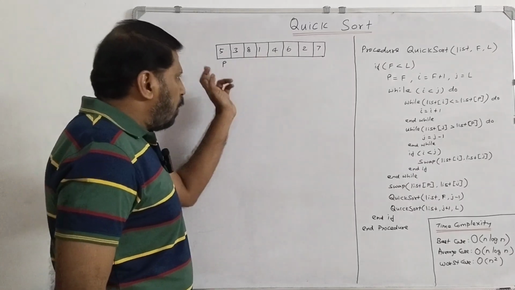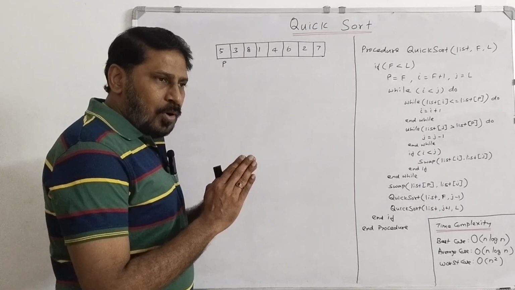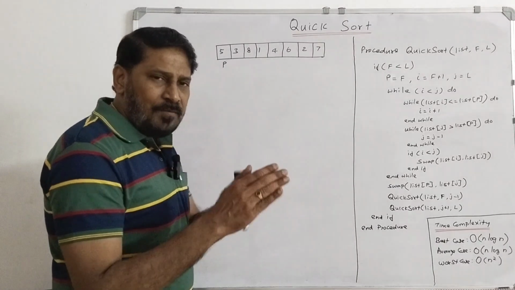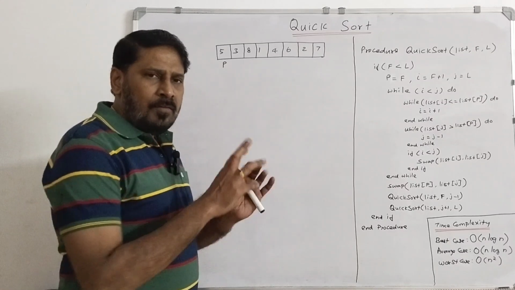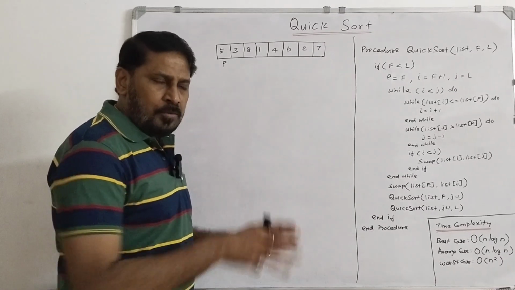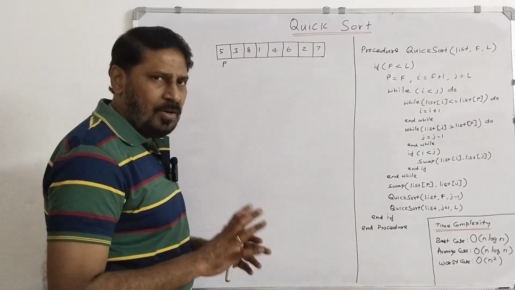According to the first number, the pivot element, I am going to place the pivot element into the appropriate place, and we divide the array into two sub arrays. Then we do the same thing again in each and every sub array. In this way, we sort the numbers in ascending order.